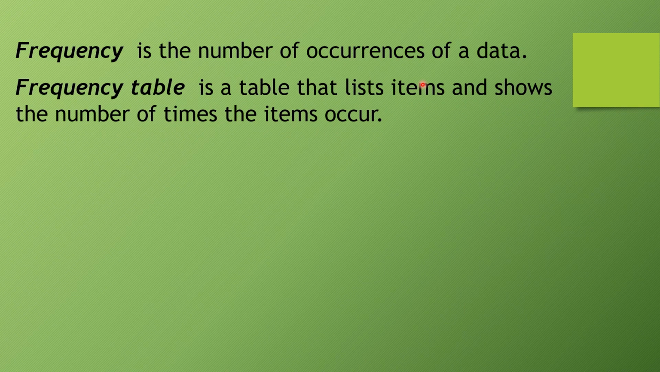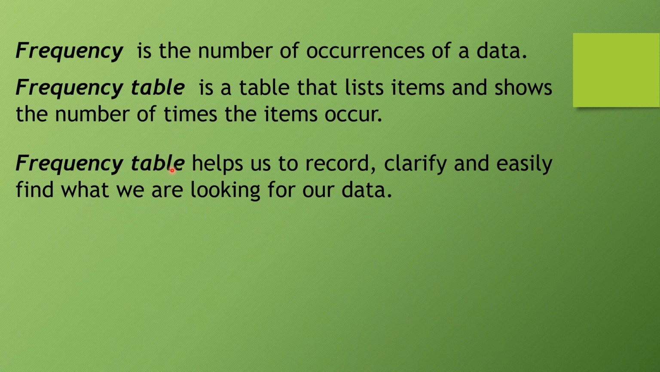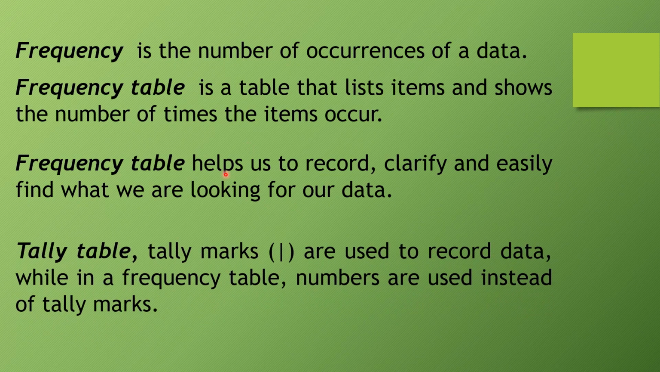And we have here the frequency table. Of course, we need to create a frequency table. A frequency table is a table that lists items and shows the number of times the items occur. So, show in the table how many times the data occurs. The frequency table helps us to record, clarify, and easily find what we are looking for in our data. And we have also here the tally table. A tally table is different from a frequency table because a tally table uses tally marks to record data, while in a frequency table, numbers are used instead of tally marks.